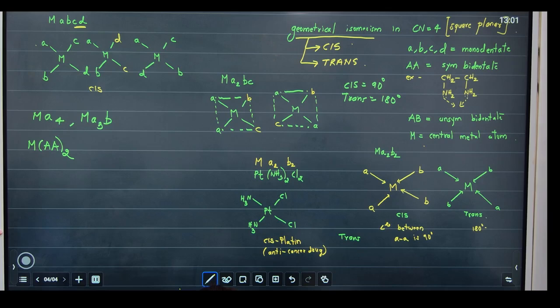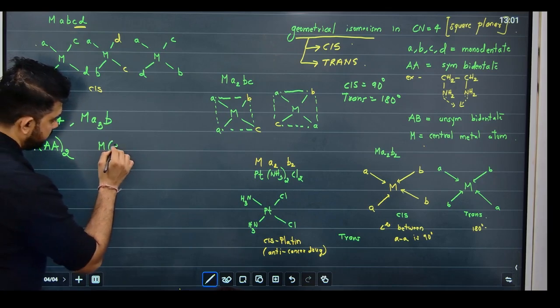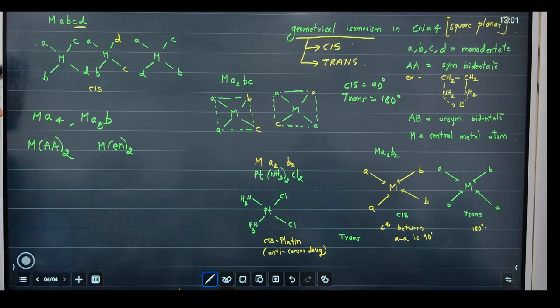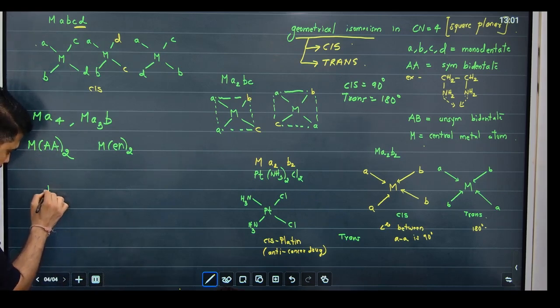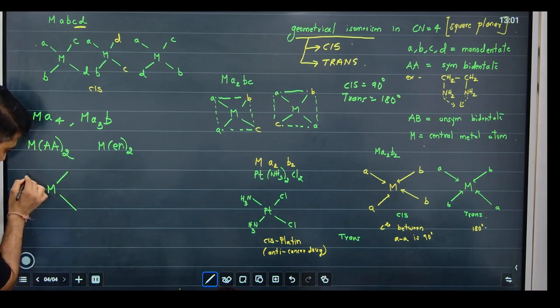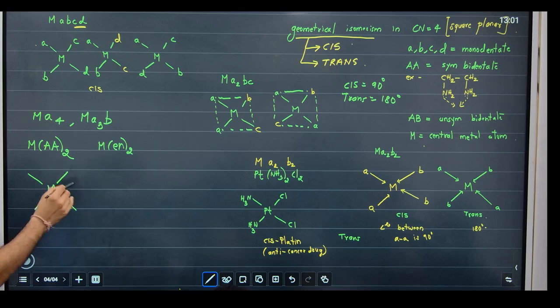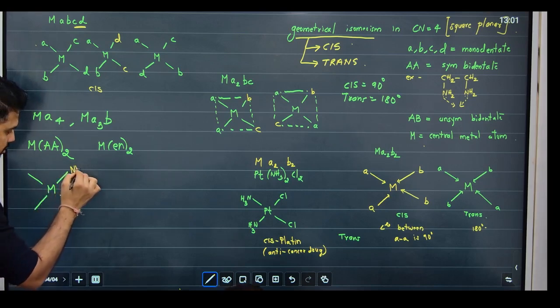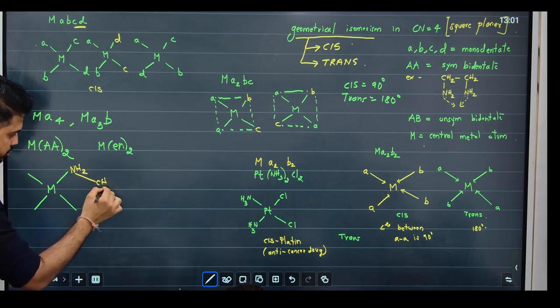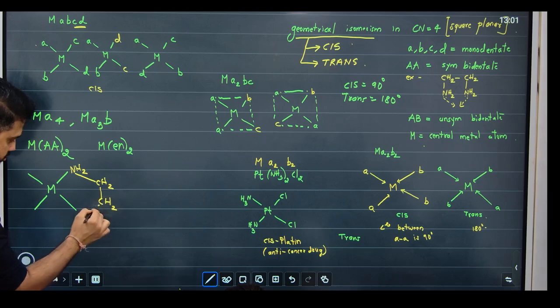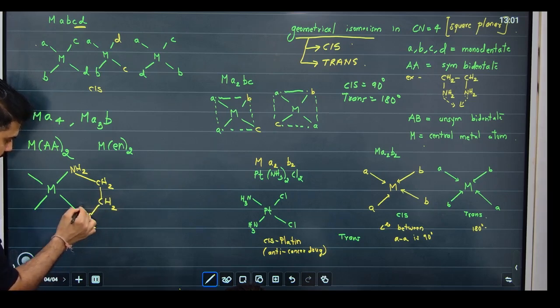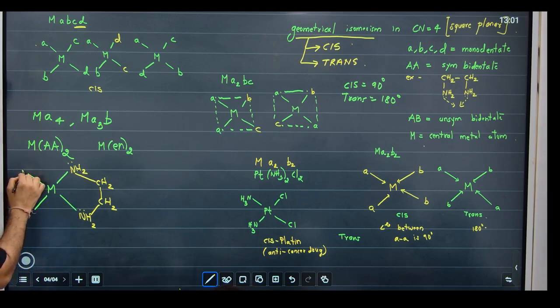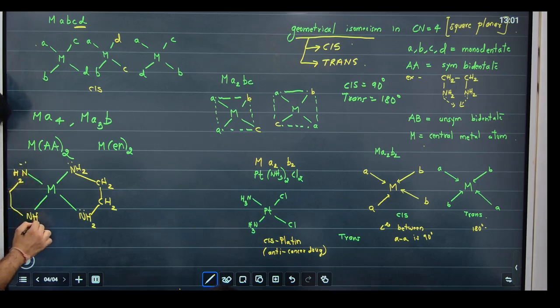Let's say I have M A2 twice. Let's take an example. M en twice. En is ethylene diamine. So center में what do we have? M. There are two ways to do this. Ethylene diamine पूरा बना सकते हैं. NH2, CH2, CH2 and same here NH2, CH2, CH2 and this is one form.